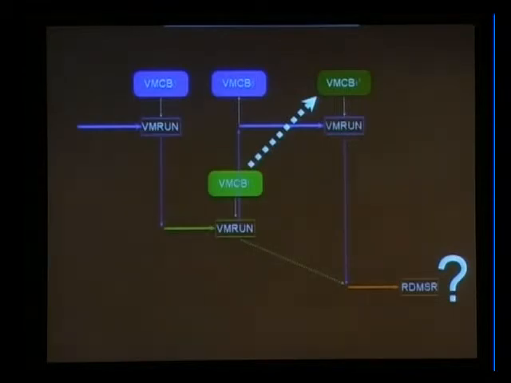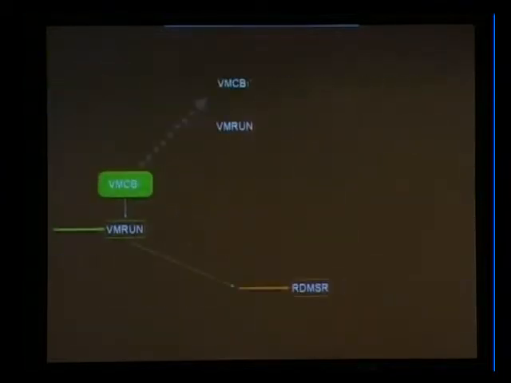And what should we do if this nested guest attempts to run the RDMSR instruction? Let's see what happens if this RDMSR instruction has to be intercepted by the nested hypervisor and, of course, by us. So how should we route this information about the interception?